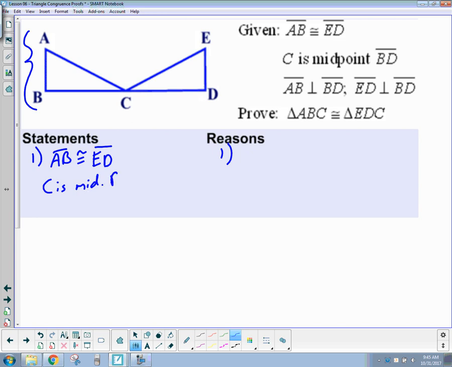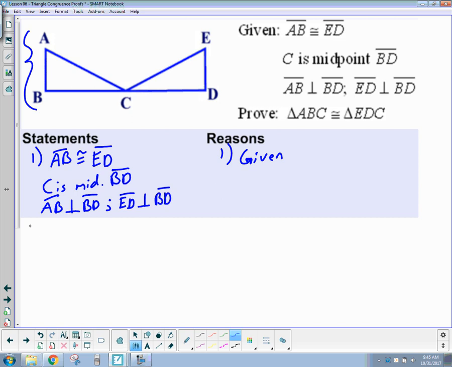BD. And the last one is, well, I guess we got several. AB is going to be perpendicular, that's what that symbol means, to BD. And ED is going to be perpendicular to BD. Good, and all this again is given. It's not a 6, it's a G.